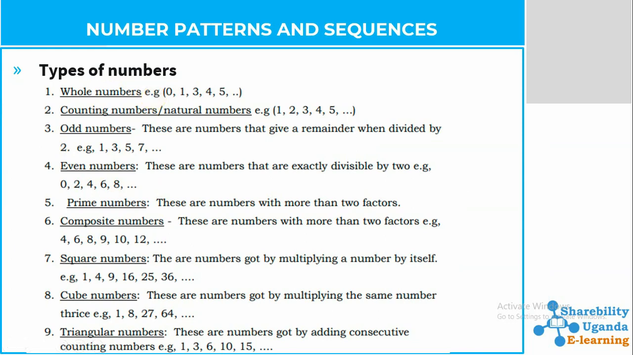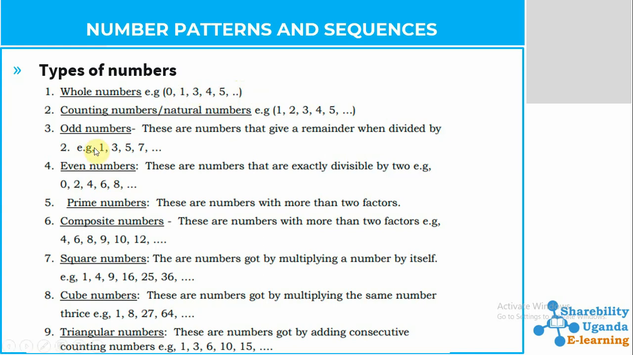In mathematics, whole numbers are numbers that start from 0 up to infinity. They start from 0 up to what? Up to infinity. Here we have given you an example of these whole numbers. We have 0, 2, 3, 4, 5. Our next whole numbers will be 7, 9. So those are our whole numbers.